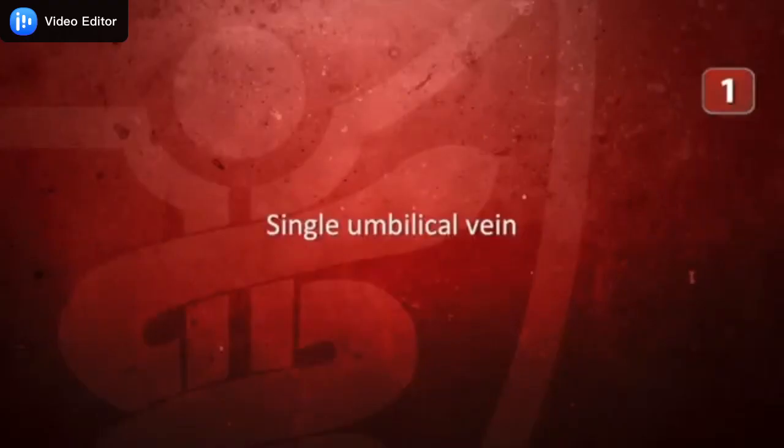First question here. What blood vessel delivers oxygen to the fetus? So a single umbilical vein is going to deliver that oxygen-rich blood to the fetus, and then a pair of umbilical arteries are going to drain that deoxygenated blood from the fetus back to the placenta.